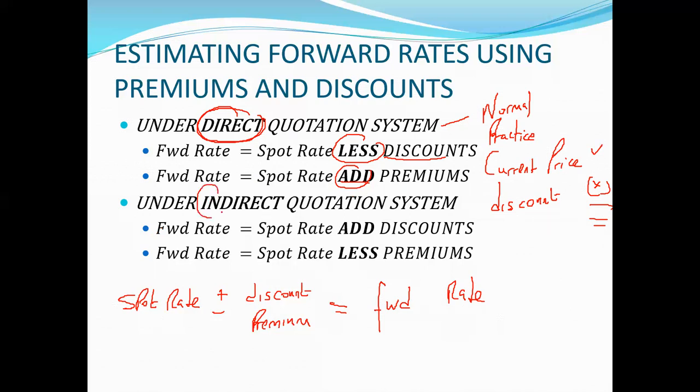In an indirect quotation system, it's different. Discounts are added and premiums are subtracted.